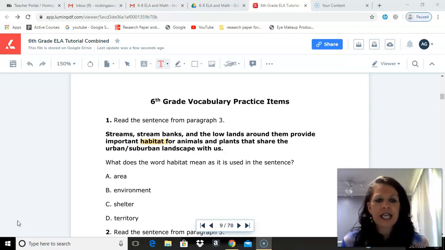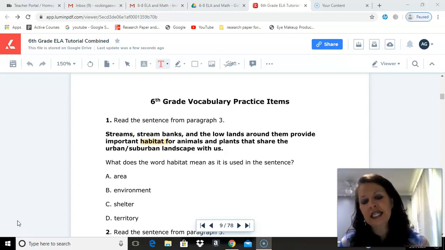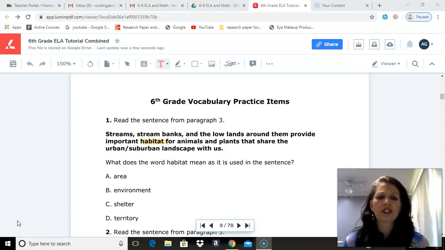So the sentence states, streams, stream banks, and the lowlands around them provide important habitat for animals and plants that share the urban-suburban landscape with us. Your actual question wants to know, what does the word habitat mean as it's used in the sentence? So you can see on the screen here that I've already highlighted the word habitat. If you have highlighters at home, magic markers, you could simply circle the word, but you want to identify what are you actually looking for.